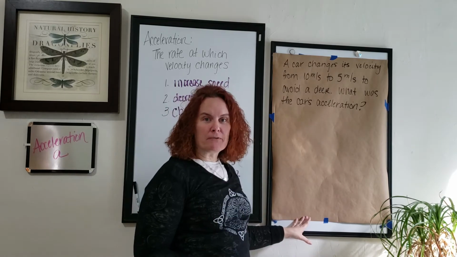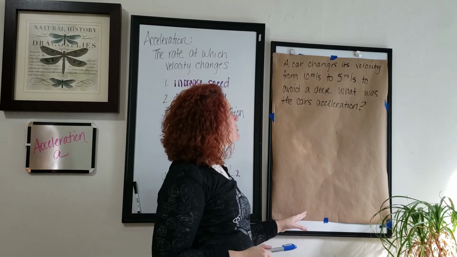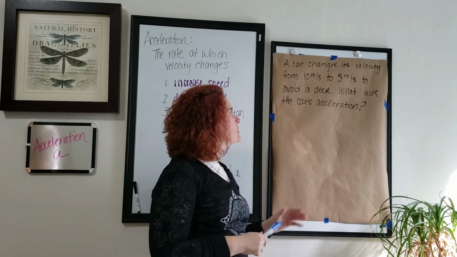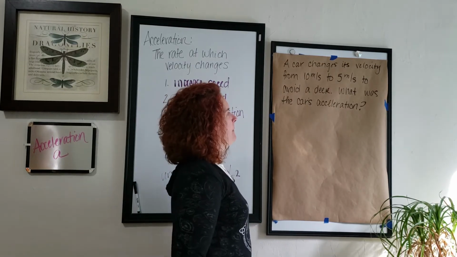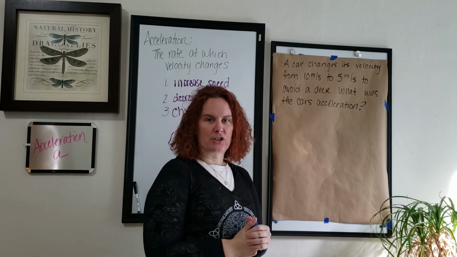So we're going to read through it first. A car changes its velocity from 10 meters per second to 5 meters per second to avoid a deer. What was the car's acceleration?